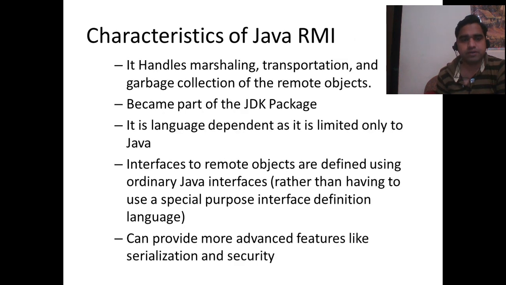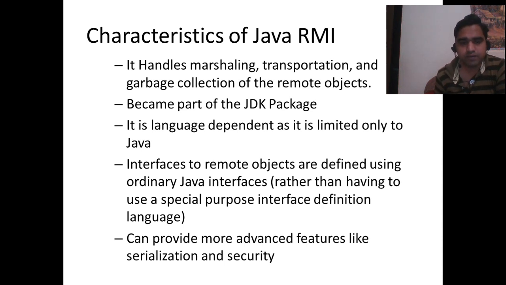Now, certain characteristics of Java RMI are that it can handle the marshalling tasks, which means wrapping up all the parameters in a container, transportation through the protocols, and garbage collection of the remote objects. It is a part of the JDK package as it uses Java programming. It is language dependent; it is only used with Java.